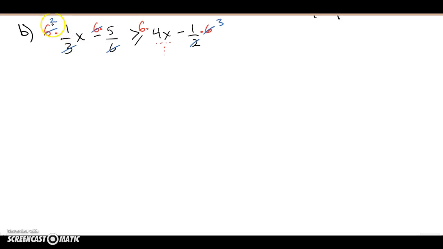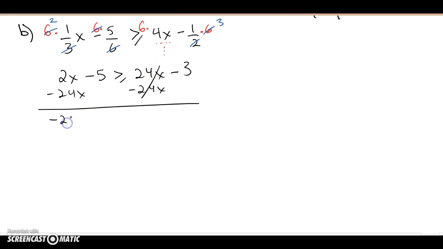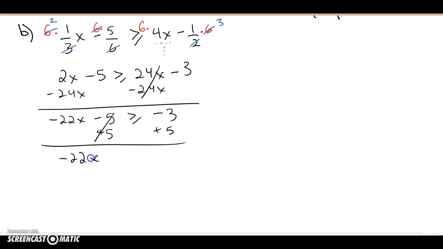So I got 2 times x, 2x. 6's were gone, minus 5, greater or equal to 6 times 4 is 24x, and half of 6 is 3. That's a negative 3. I'm going to want all my x's on the same side. Let's say I subtract 24x from both sides. That's negative 22x minus 5 greater or equal to minus 3. Then I will add 5 to both sides. That's negative 22x greater or equal to 2.